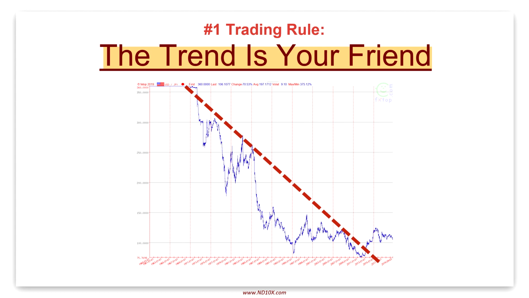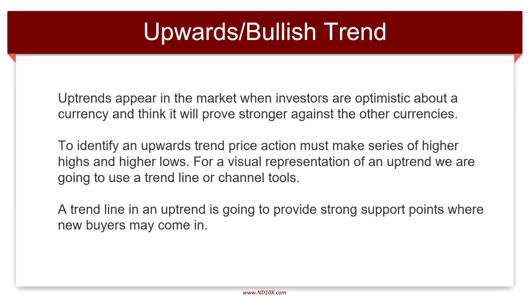Now, let's get to the idea and learn how to spot the trend and what you need to do. Upwards or a bullish trend. Uptrends appear in the market when investors are optimistic about the currency and think it will prove stronger against the other currencies. To identify an upwards trend, price action must make a series of higher highs and higher lows.